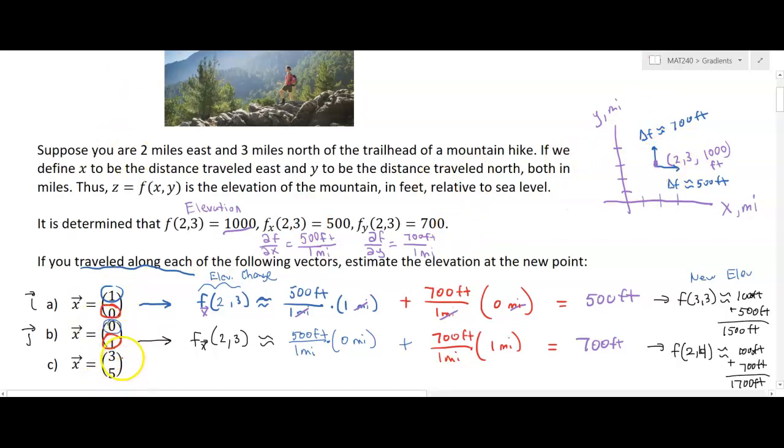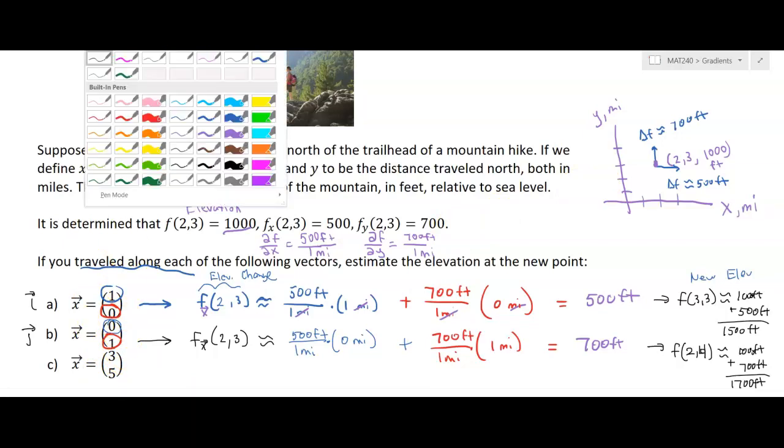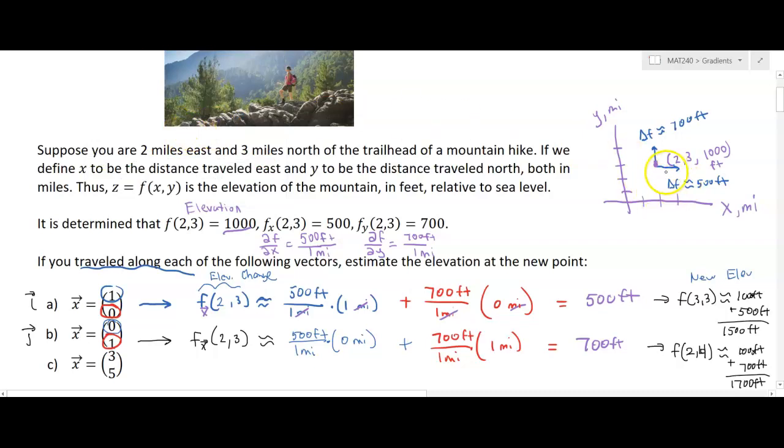So the vector 3, 5, let's think about what that would look like. We could say, well, 3, 5 would mean 1, 2, 3 units to the east and 1, 2, 3, 4, 5 units to the north. So if we put these together, our new vector, which I'll do here in orange, will put us at a location that would be over here.